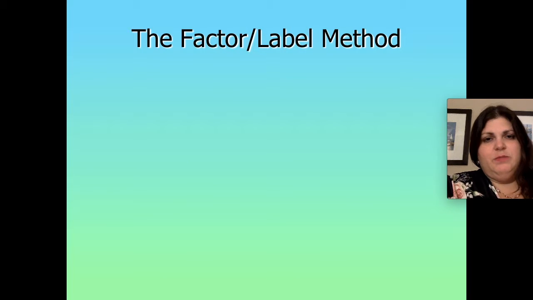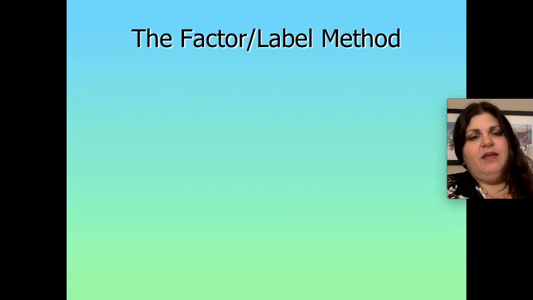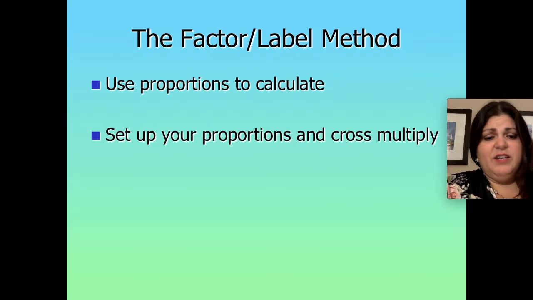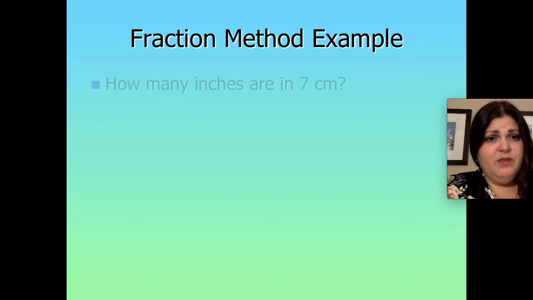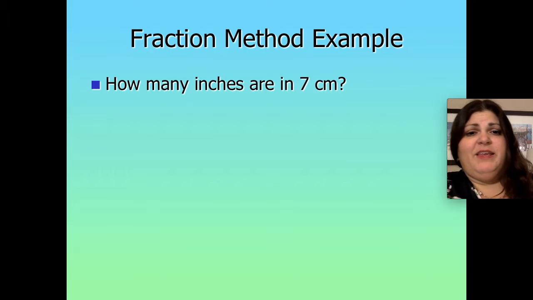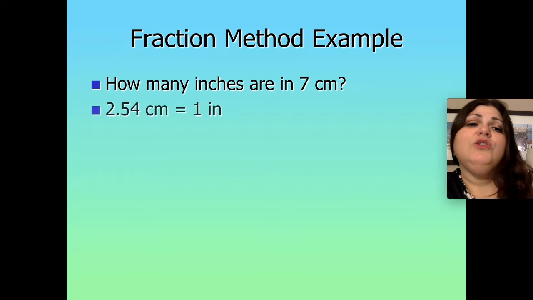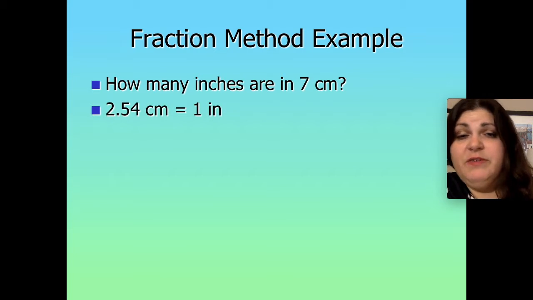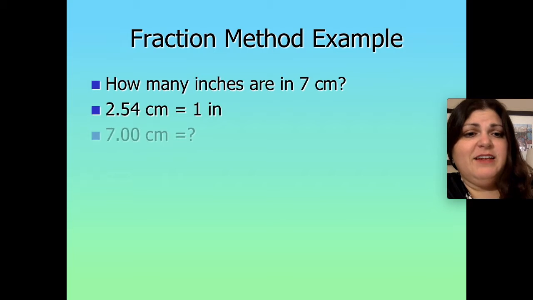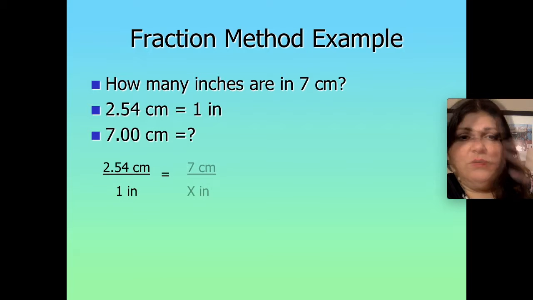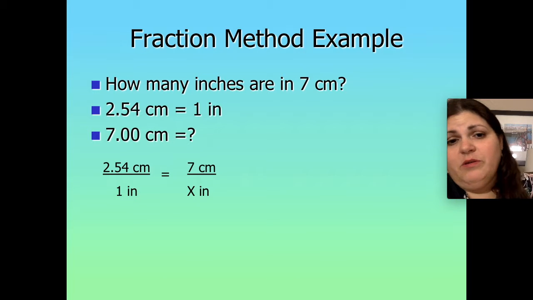In chemistry, you'll spend a lot of time working on this. Essentially, though, it's setting up a proportion. So, for example, if we wanted to find out how many inches there are in 7 centimeters, I need to know how many centimeters there are in 1 inch. So, 2.54 centimeters fit in 1 inch. I can set up a proportion, so 2.54 centimeters in 1 inch, and set that equal to 7 centimeters in an unknown number of inches.